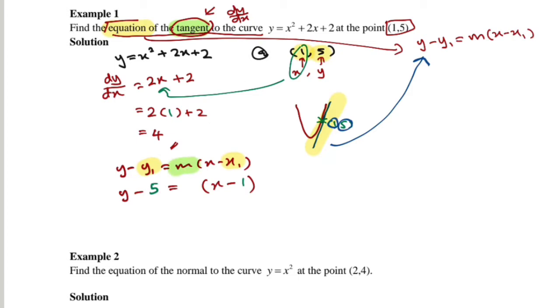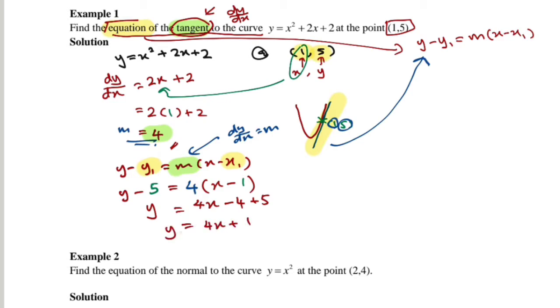Remember, this m is just referring to the value of the gradient. So dy over dx is that m. And what is m? So m is 4. Just substitute your value of m with 4. Simplify this, you get 4x plus 1 equal to y. Stop there, because this is your final answer of the equation of tangent.